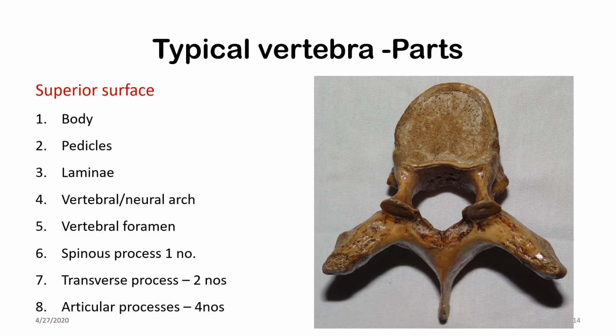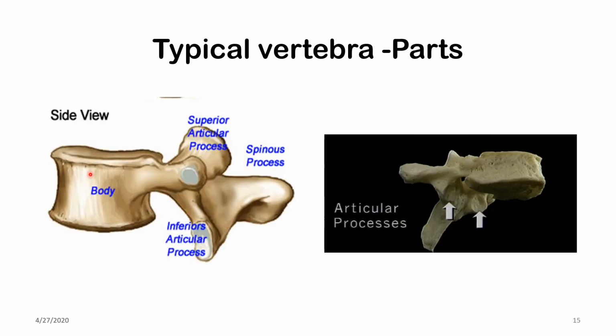And you can identify from the superior surface the superior articular processes. Otherwise, the parts are the same which you have seen on the inferior surface. This is the side view. You can identify the body and then the articular processes, superior and inferior, the spinous process. So in this it is marked the inferior articular processes.